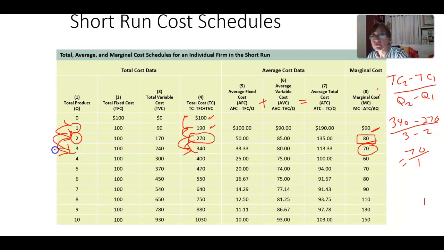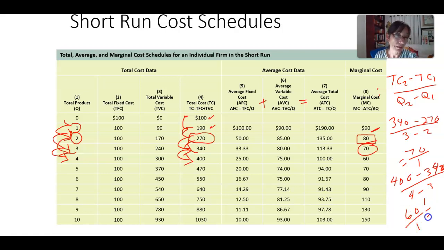Okay, so now we're going to go to the fourth unit. When we started to produce 4, our cost went up to 400. So 400 minus, what was that, 370? Sorry, 340. 340 over 4 minus 3. That's going to give us 400 minus 340 is 60, divided by 1 equals $60. So the fourth unit cost us $60.